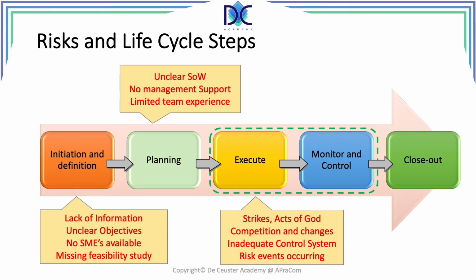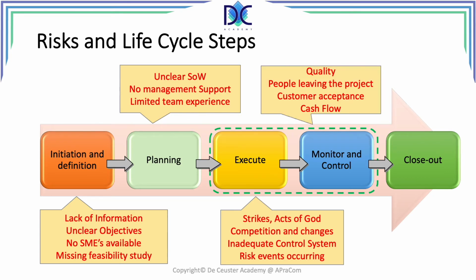During execute and monitoring and control, here we have most of the risks that will or that can happen. We may have strikes, we can have acts of God, we can have competition and changes that happen, we may have an inadequate control system, and of course events may occur during this step. During monitoring and control, we look at quality issues. People may be leaving the project. There may be problems with customer acceptance, and of course, cash flow.